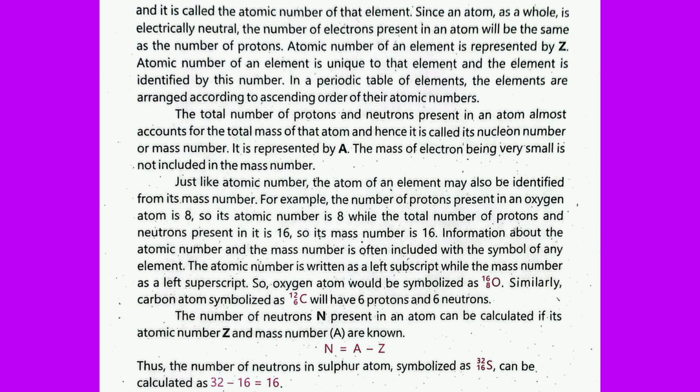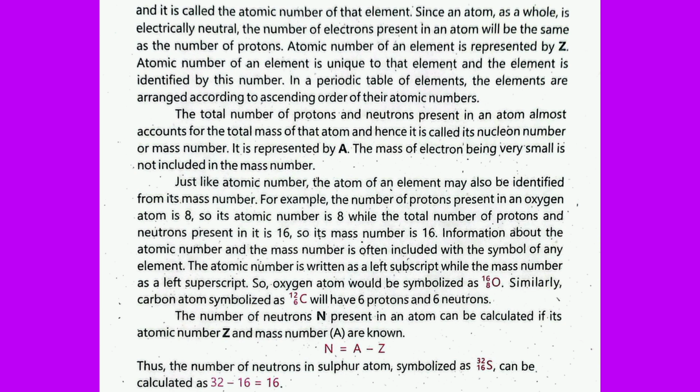The total number of protons and neutrons present in an atom almost accounts for the total mass of that atom, and hence it is called nucleon number or mass number. It is represented by A. The mass of an electron, being very small, is not included in the mass number. Just like atomic number, the atom of an element may also be identified from its mass number.